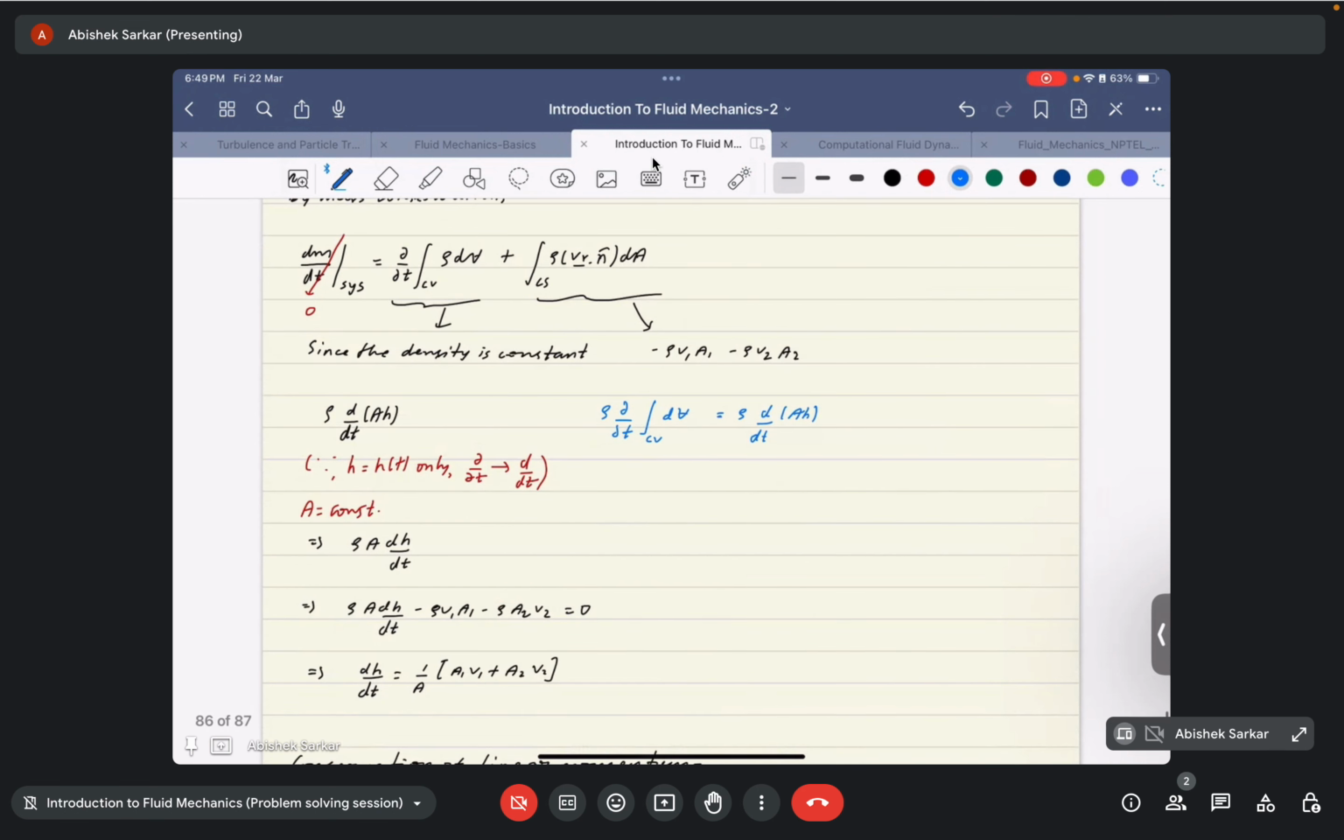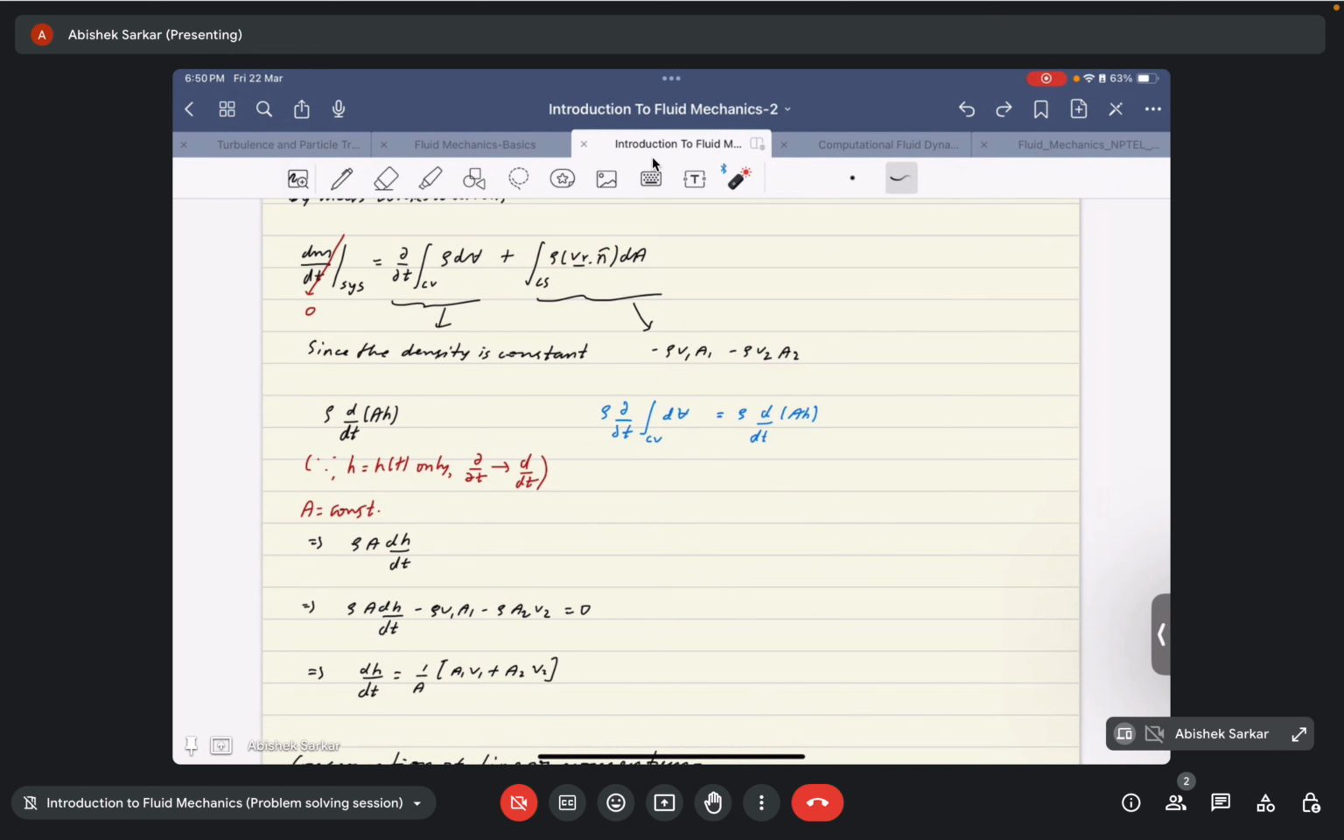So once we do that, we will have that A is independent of time, then rho A dH by dt minus rho A1 V1 minus rho A2 V2 is equal to 0. Why this minus sign? Because in both the cases fluid is being pumped inside the container, which results in the direction of the velocity being opposite to the area normal vector of the particular inlet. So that's why it will be negative for both the cases. Basically both act as inlets in this case.